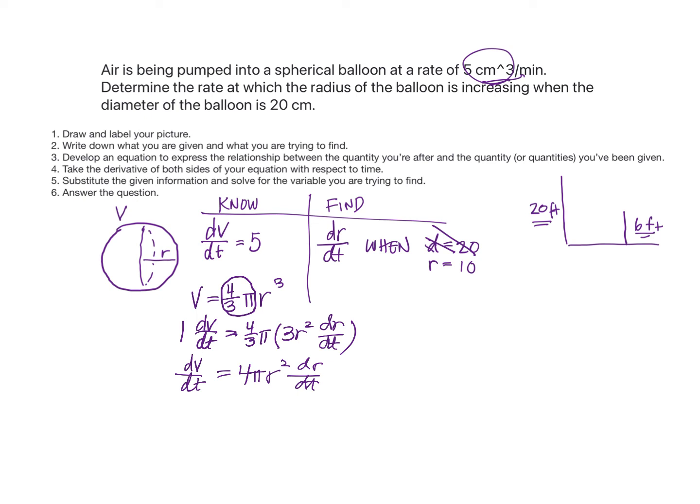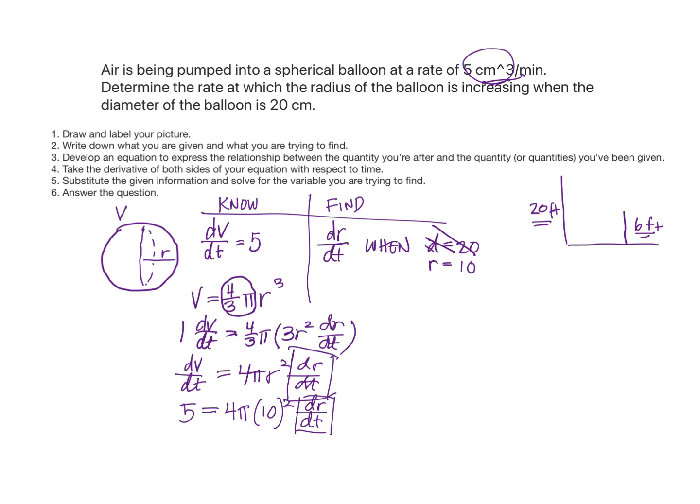Now, the next step is to substitute the given information and solve for the variable you are trying to find. So let's remind ourselves which variable we're trying to find. We're trying to find dr over dt. So typically what I do is I circle that or put a square around it so I know what I'm trying to solve for. And hopefully for all of the other variables, we have something to plug in. So we know that dv over dt is 5, so I can substitute that in. 5 equals 4 pi, and we want to find dr over dt when r is 10. So I can plug 10 in for r, and of course we still have dr over dt.